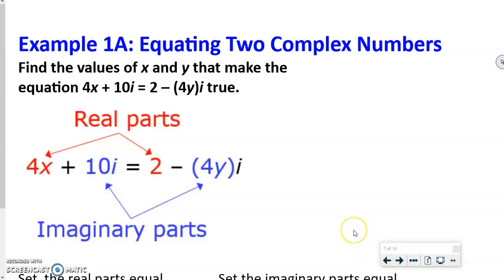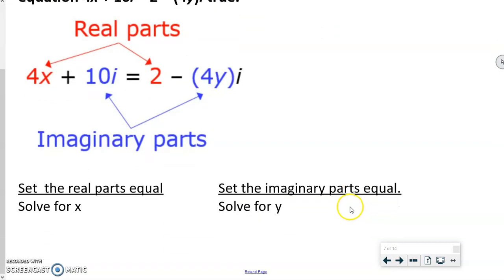Okay, so when we do these problems, example 1a says equating two complex numbers: find the values of x and y that make the equation 4x plus 10i equals 2 minus 4yi true. So we have the real parts that don't have the i attached to them, that would be the 4x and the 2. And then we have the imaginary parts, the 10i and the minus 4yi. We're going to talk about how we solve these types of problems. We're going to set the real parts equal to each other and solve for x, and set the imaginary parts equal to each other and solve for y.